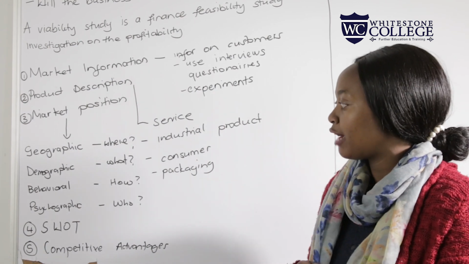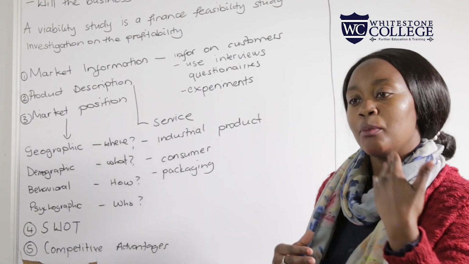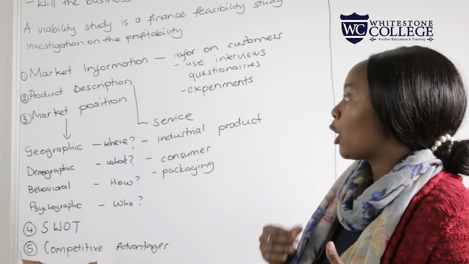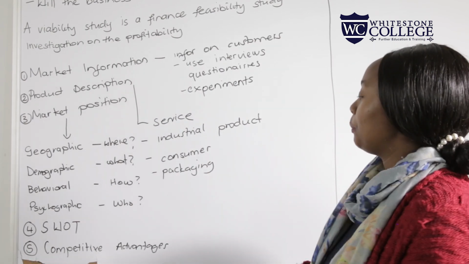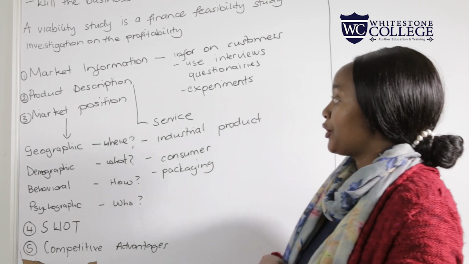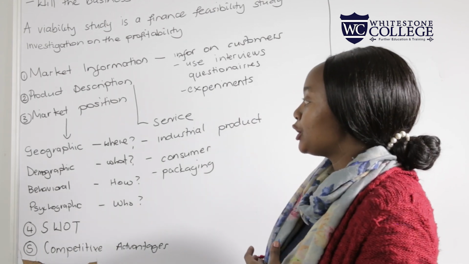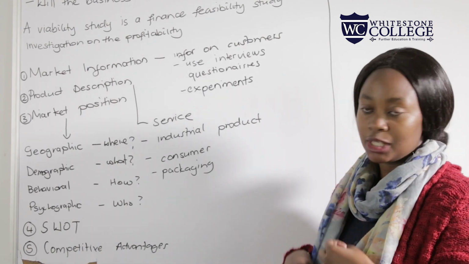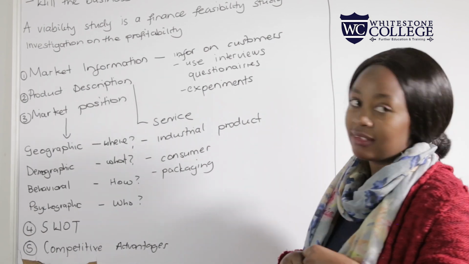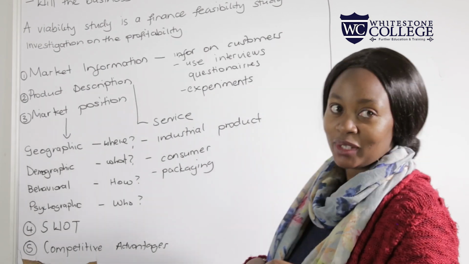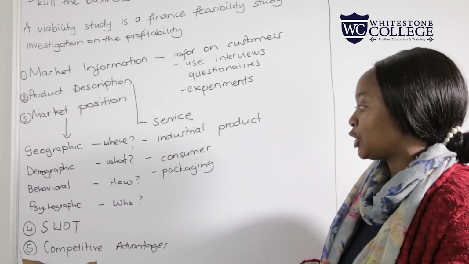And then you also have to ask, who is going to manage to get to the place where you're going to have your business. It is necessary as an entrepreneur to know the market position. So you need to know the geographic position, the demographic, the behavioral, and the psychographic, so that you can answer these 4 questions that I talked about.